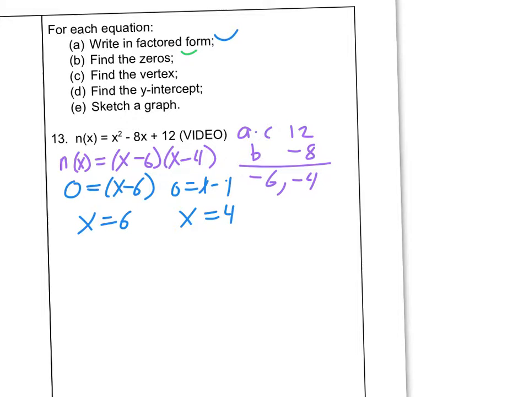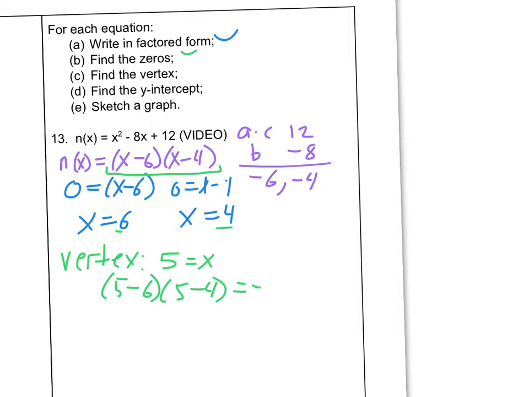Find the vertex. We said that the vertex, that the x value was going to be exactly in between these two things. Exactly in between 6 and 4 is going to be 5. To get the y value, I'm going to plug that in. I like plugging it in here. And when I do that, we get 5 minus 6 times 5 minus 4, which comes out as negative 1. My vertex would be at 5, negative 1.